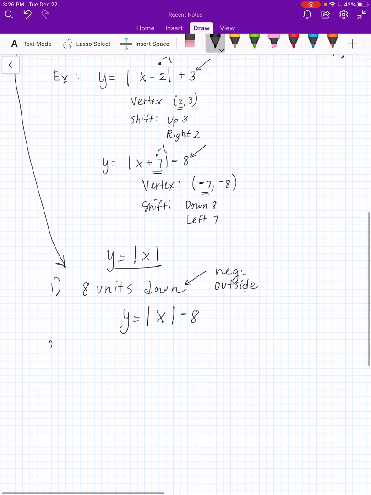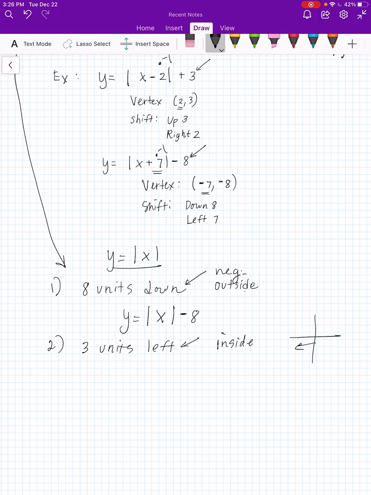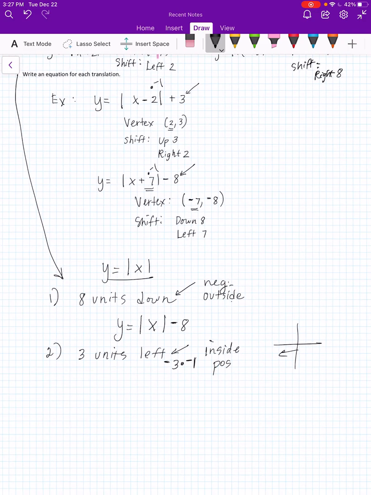Okay, so number 2, what about this? 3 units left. Okay, so left, that means outside, up or down, inside, left or right. Inside, we're going to go left or right. Now left, usually that this is left, so you're thinking here that's left. So this would usually be a negative 3. But you have to flip the sign of the inside number or times it by a negative 1. Then you'll get it right. So negative 3 times negative 1 makes it a positive 3.